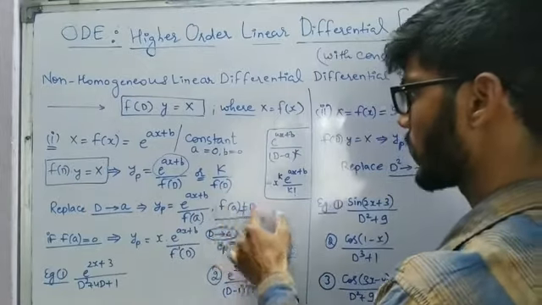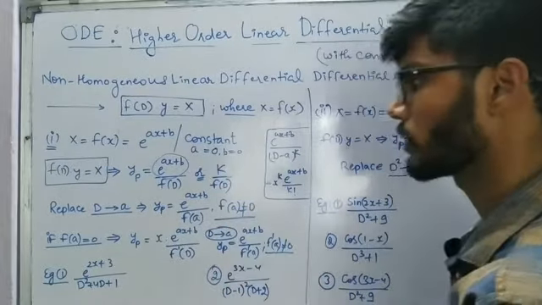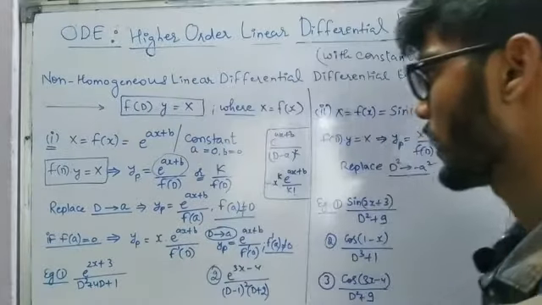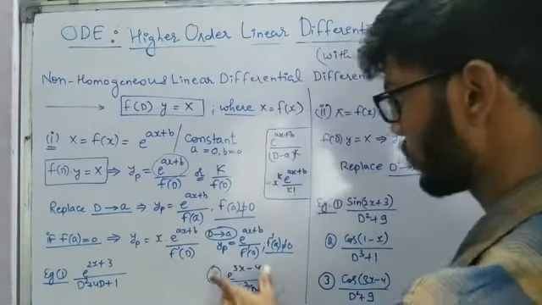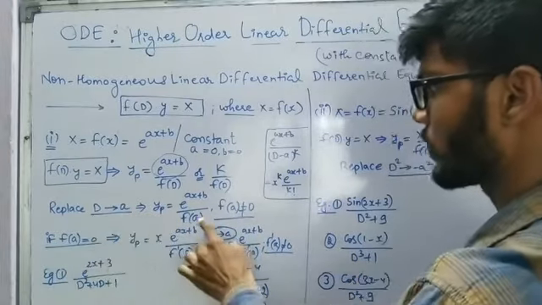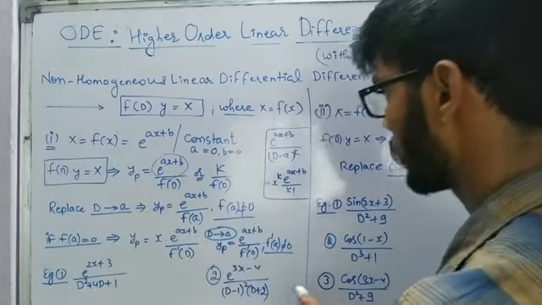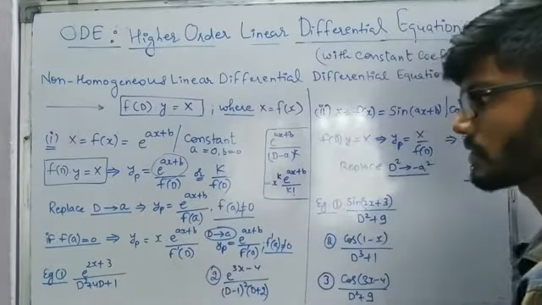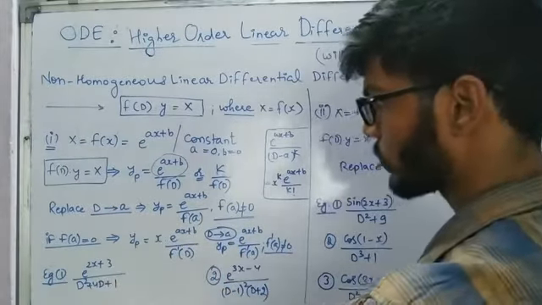But we have to keep in mind this f(a) should not be equal to 0, because if we have denominator 0 we are going to end up with an indeterminate form. So we have to be very careful. If we are replacing D by a, f(a) should not be equal to 0. In most cases it is not going to come as 0, and if it does come as 0, we have to go one step further.